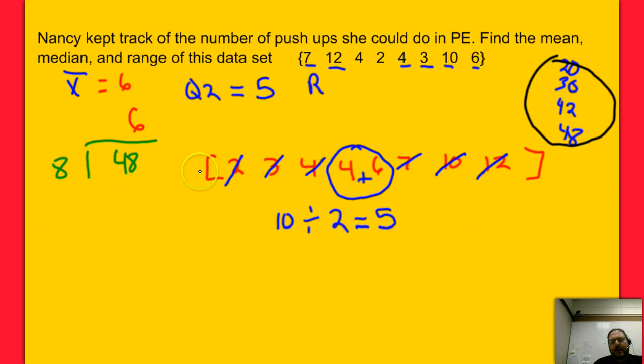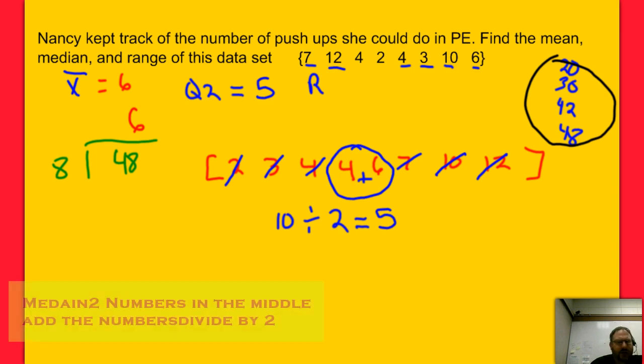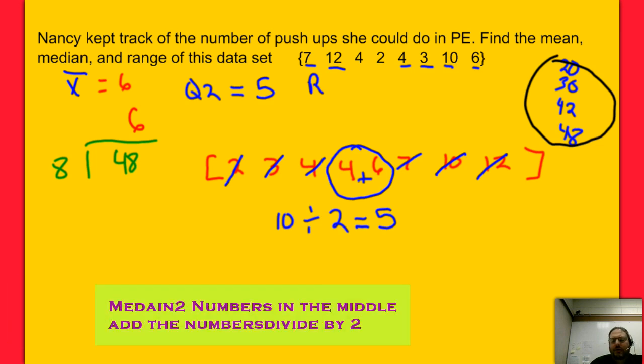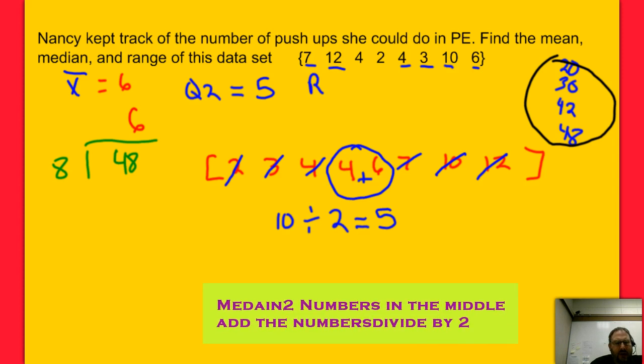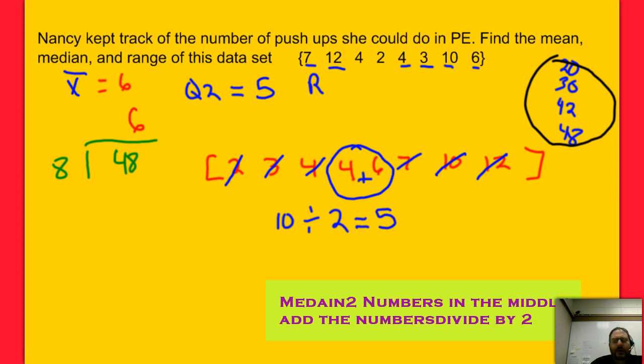So finding the median is very simple. You line up the numbers from small to big, and then you start crossing off the numbers until you get to the numbers in the middle. Sometimes you'll only have one number in the middle. That's great. You're done. Move on to the next problem. If you have two numbers in the middle, you need to add them together first and then divide by 2.